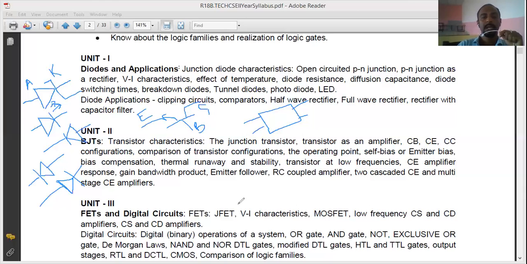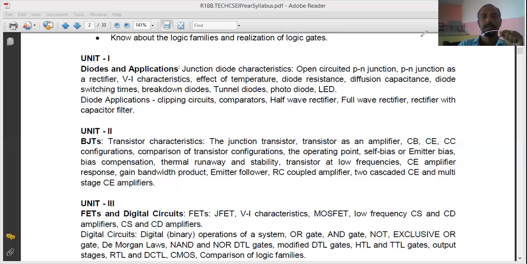Next, an advanced version of this FET is the MOSFET. The normal FET, we call it a JFET, or the junction FET. And then you have the MOSFET, and how it is used, all that you will be studying under the FET topic.